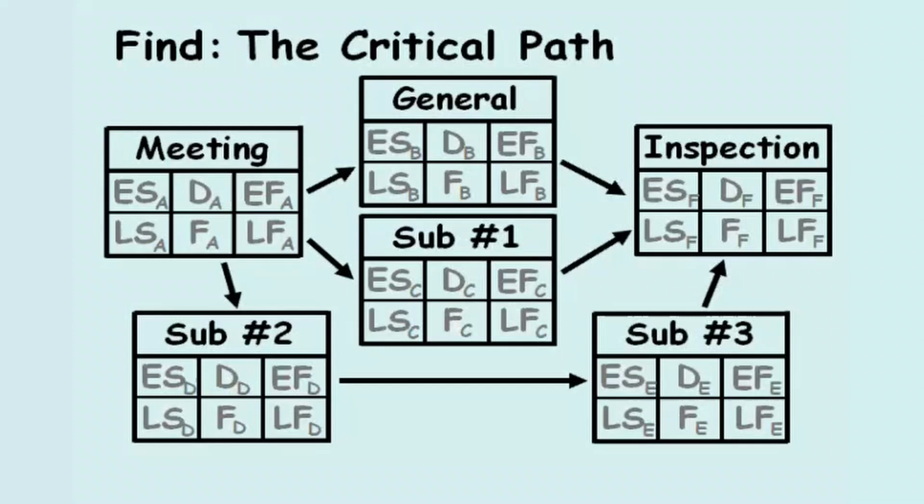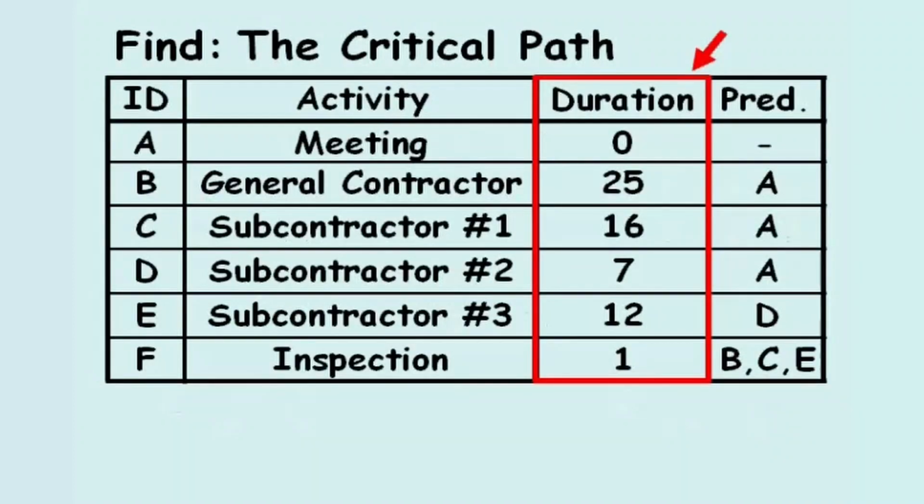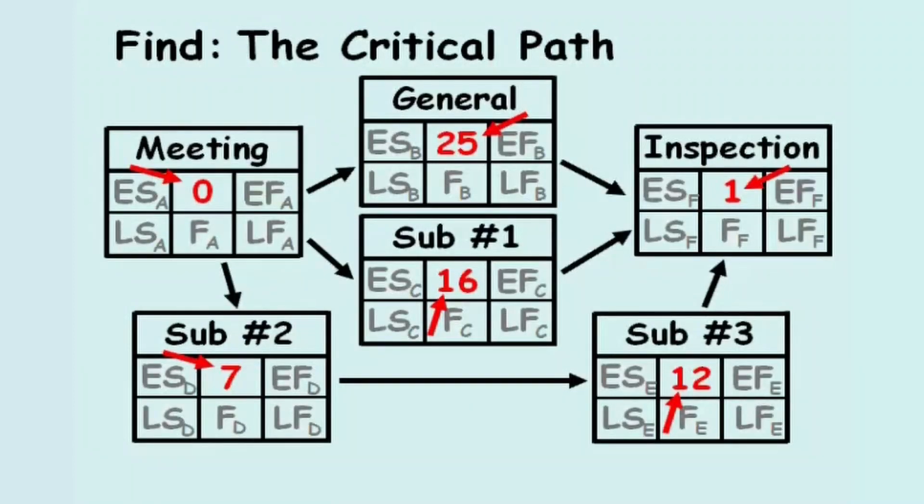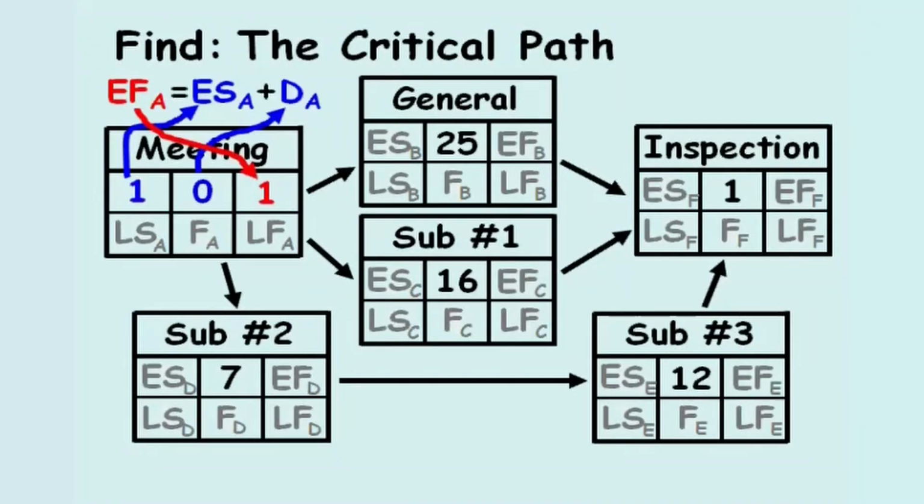We'll begin by populating the duration of each activity using the values provided in the activity table. The durations of 0, 25, 16, 7, 12, and 1 are substituted in. We'll also assume the early start of activity A equals 1. This means the early finish of activity A also equals 1.